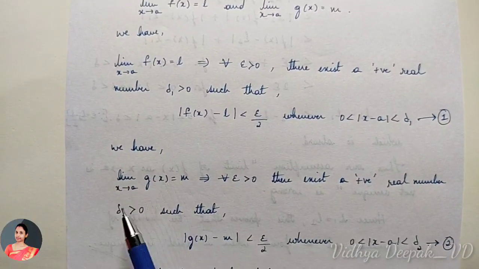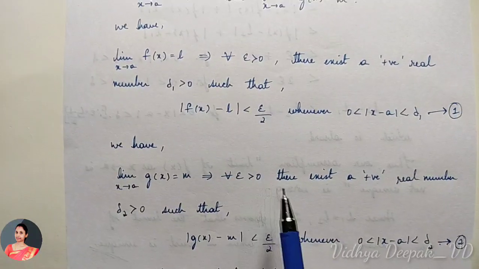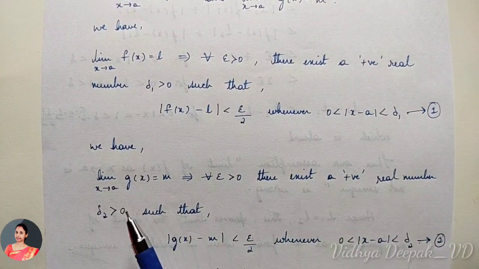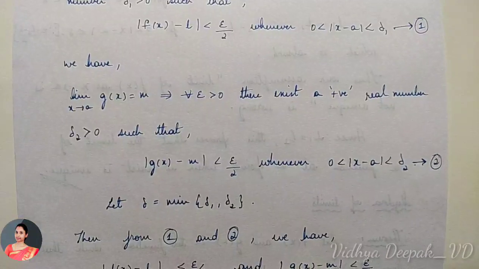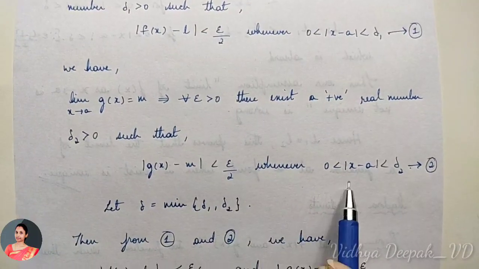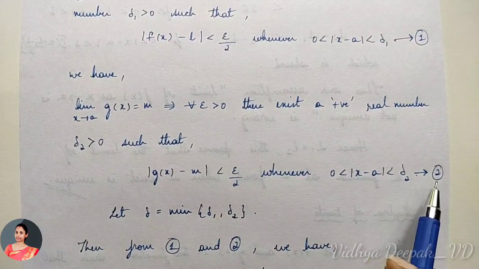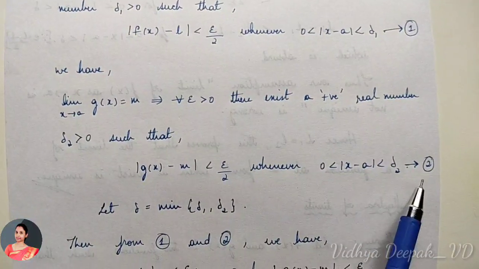Okay, so we have limit x tends to a, g of x is equal to M. That implies what? For all epsilon greater than 0, there exists a positive real number, delta 2 greater than 0, such that mod of g of x minus M is less than epsilon by 2 whenever 0 less than mod of x minus a less than delta 2. So this I am taking as equation 1 and this I am taking as equation 2.